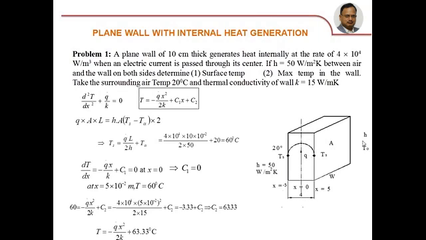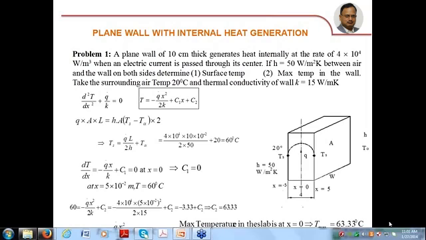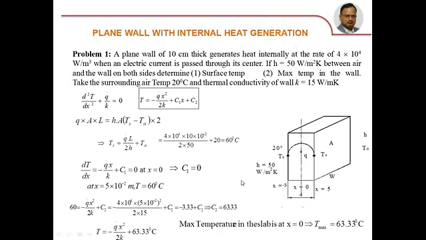Heat is generating at the center. The environment condition on both sides is also the same. So the maximum temperature in the wall you can obtain by substituting x equal to 0. So put x equal to 0, you will get T maximum equal to 63.33.